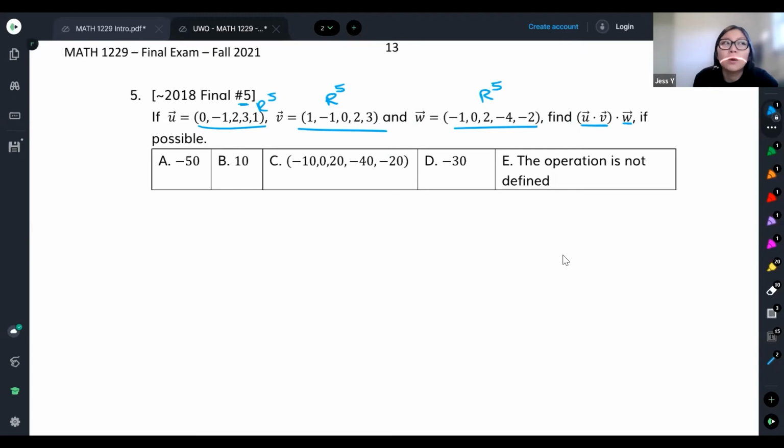Now, when they ask you to do multiple things like a dot product and a cross product, more than just one single dot product or one single cross product, always check if it's possible first. Okay, that's how they try to see if you know what you're doing. So if you find the dot product U dot V, are you going to get a number or are you going to get a vector? I want to see a vote from you guys. Who thinks that U dot V is going to be a number? Raise your hand.